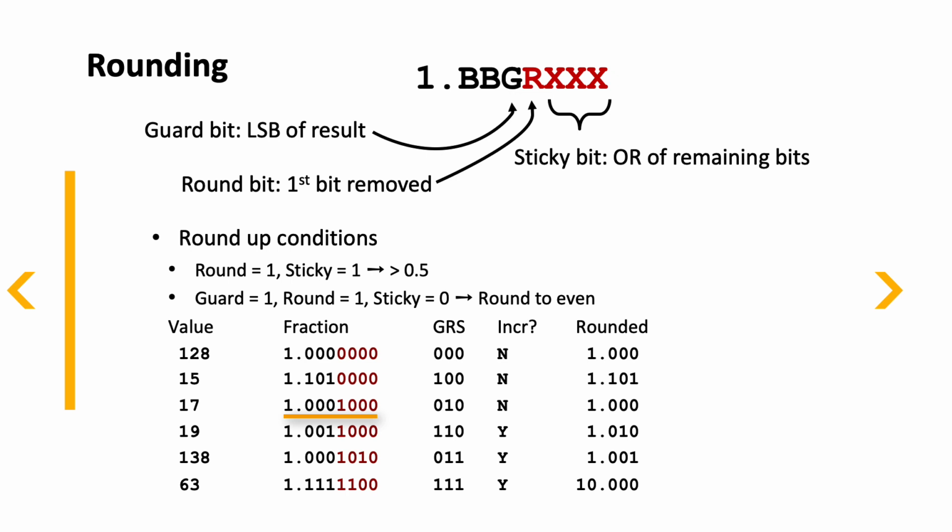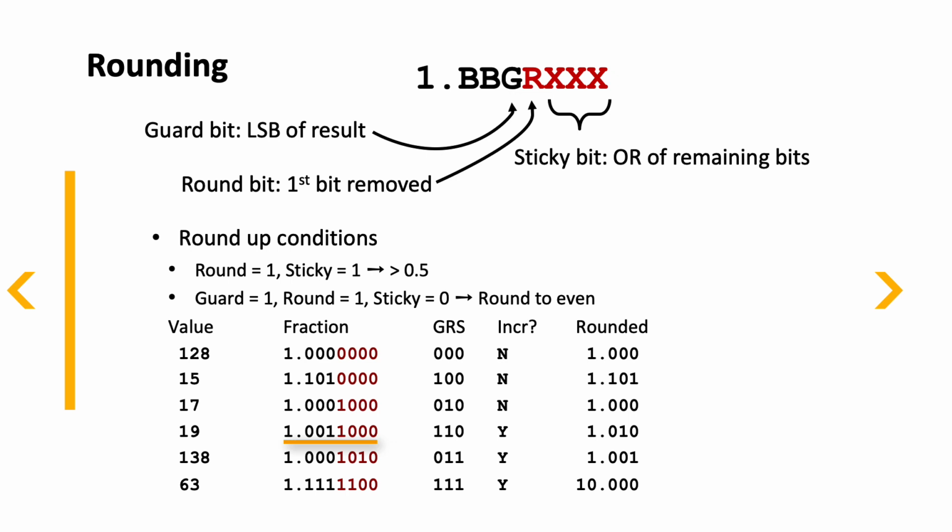If the guard bit is 1, that's odd. So I'm going to have to increment if I've got a round bit of 1 and a sticky bit of 0. I don't have to increment if I have a guard bit of 0, even if I have a round bit of 1 and a sticky bit of 0, because just leaving it alone and rounding down, right? So not incrementing ends up leaving me with that round to even that we're looking for.